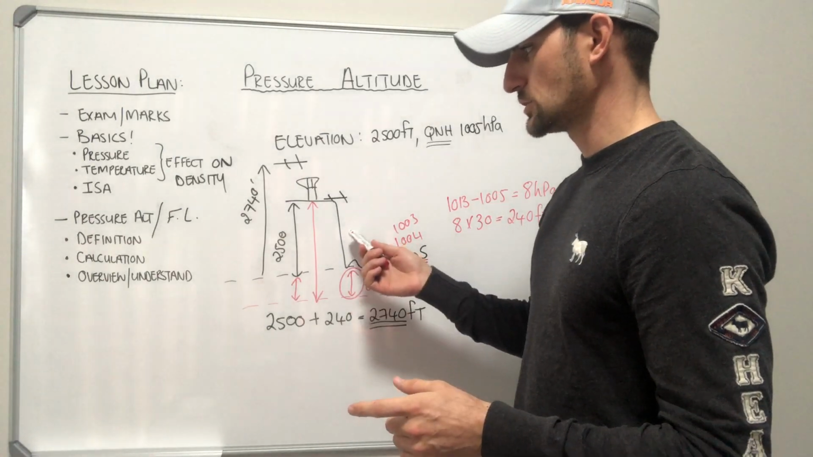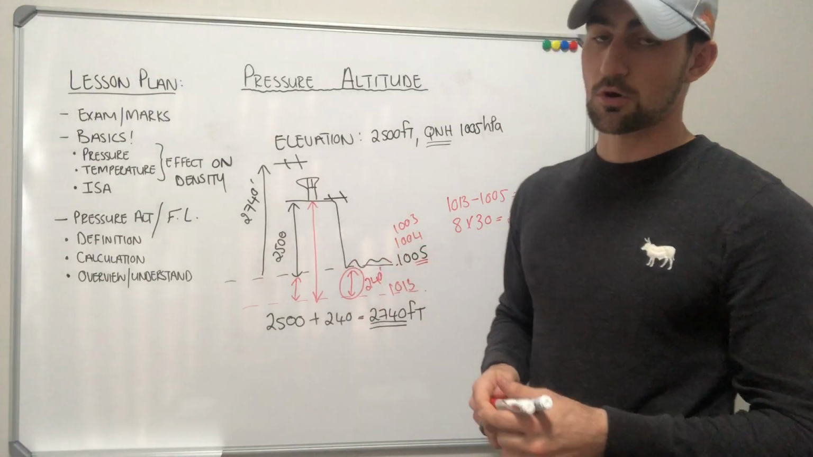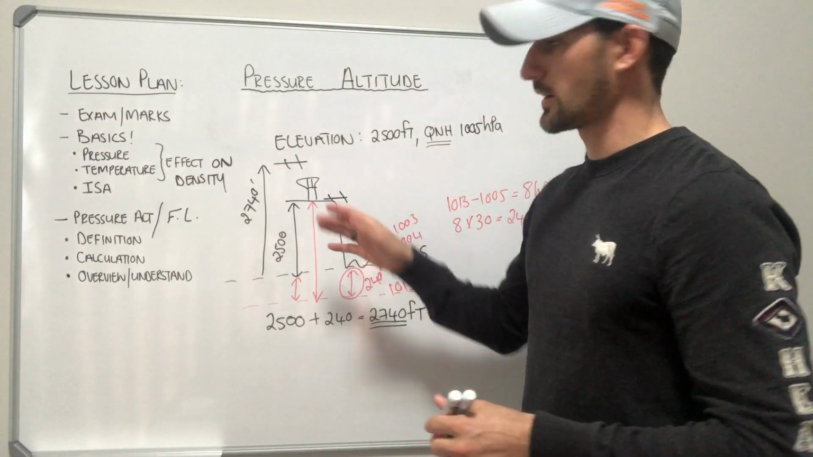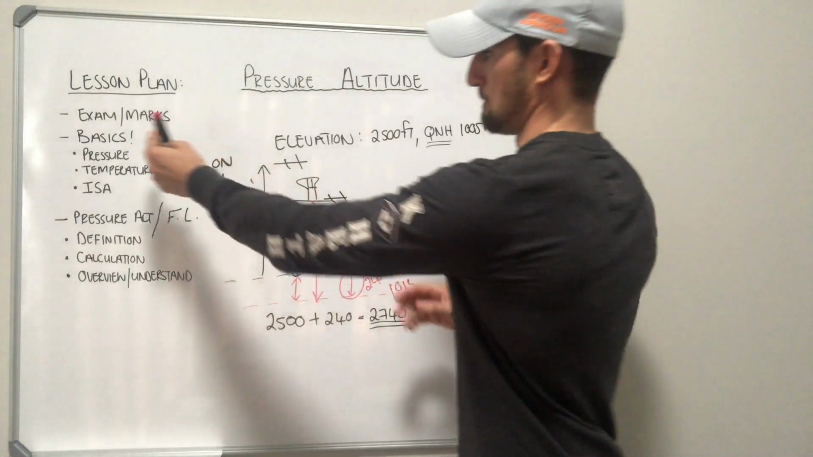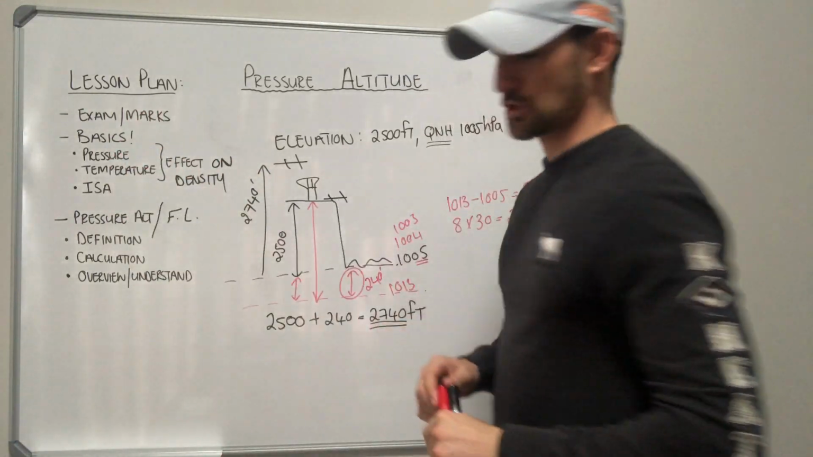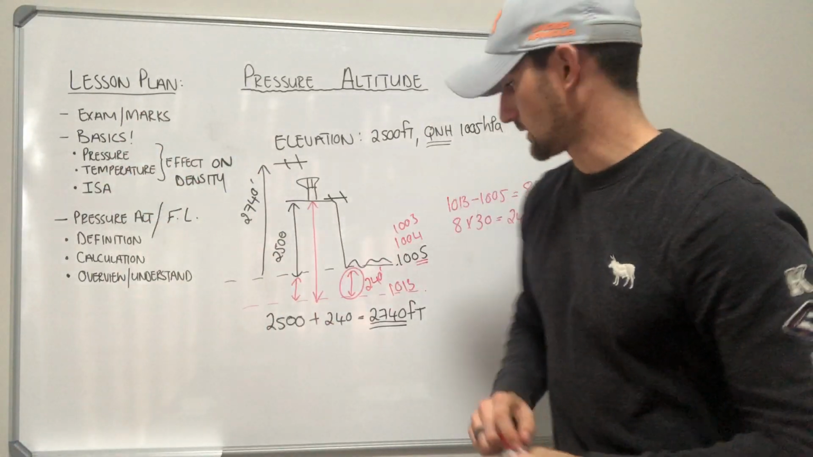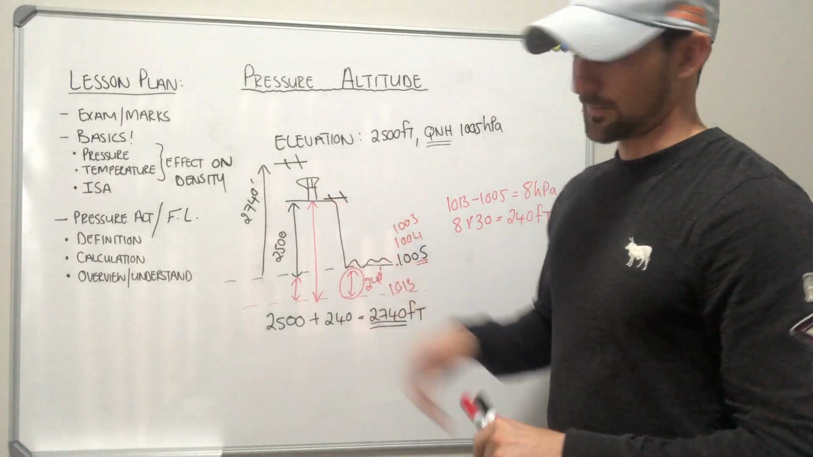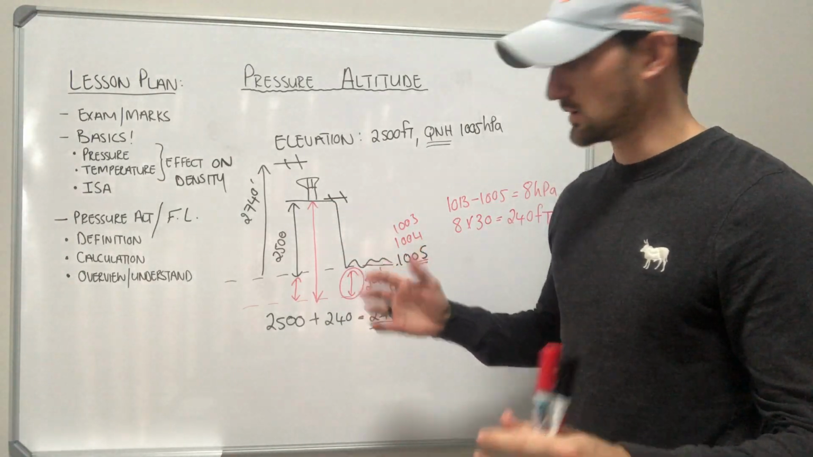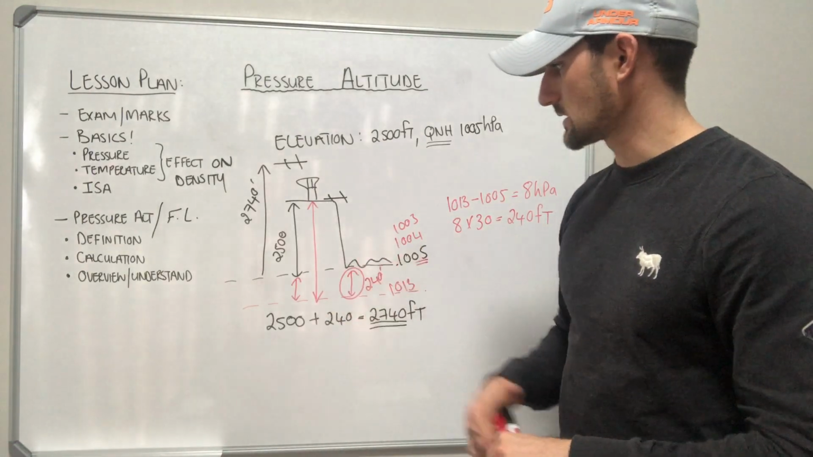So like I've said to you, this is 3 marks in the exam. There's no reason why you can't get this right. It's not rocket science. You need to understand pressure and temperature. You need to know what ISA is, okay, because you can see we use that with the 1013 line. And you need to be able to draw a basic picture. You don't have to be an artist. You can just draw a basic picture.